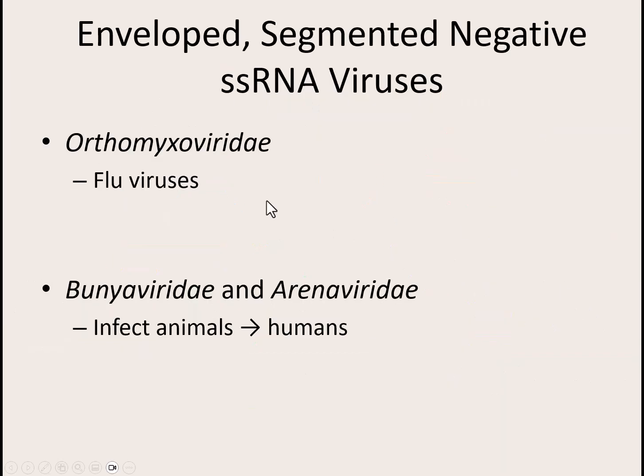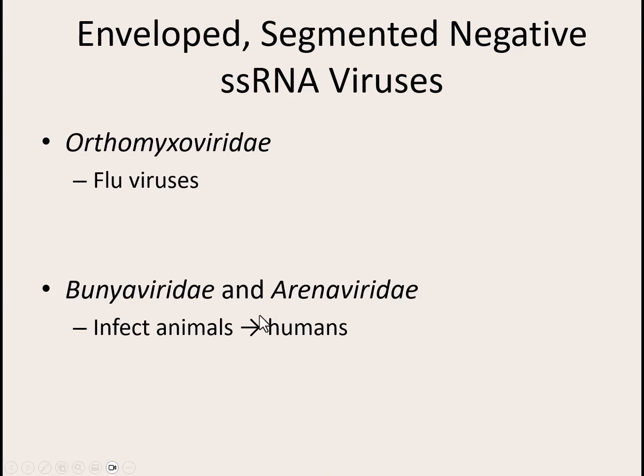So, starting with the orthomyxoviridae group, which has lots of flu viruses in it. And then we've got our bunyaviridae as well as the arenaviridae group. Why they're usually talked about together is that a lot of them infect animals but can get transmitted to humans. Not all of them, and sometimes there are ones in this group that are transmitted from animal to human via an insect like a mosquito or a tick or some other type of biting fly.